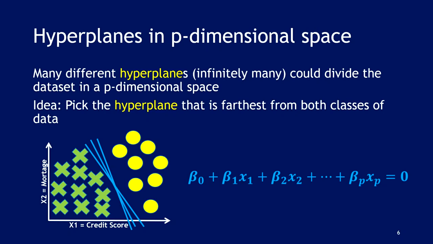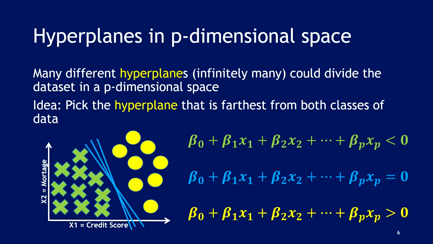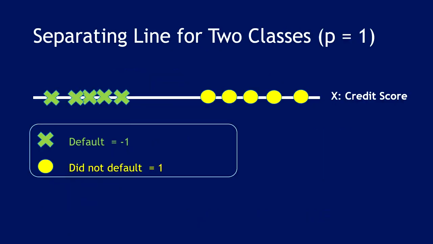So we can extend the linear equation to p dimensions using this formula. Again, the hyperplane is the spot where everything adds up to 0, and then the green class is in the space where the equation is less than 0, and the yellow dots are in the space where the equation is greater than 0.